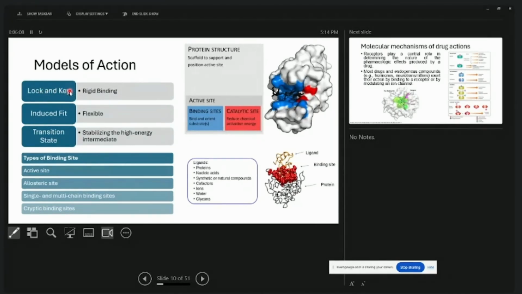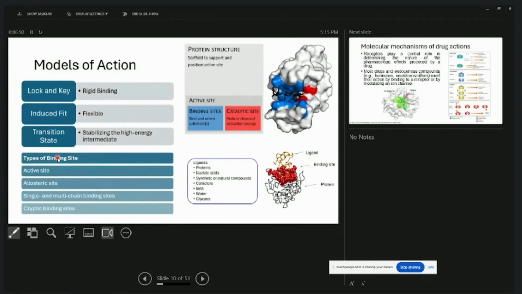For example, the substrate is the key and the enzyme is the lock, and they have a highly complementary structure and bind to each other in a rigid fashion. Sometimes it could be more flexible. We could have induced fit mechanisms, where there is a change in the shape during binding and after binding. And we also have the transition state model, or the transition state mechanism, in which we have a high energy transition complex state. And after that, we will have the product formation from the substrate.